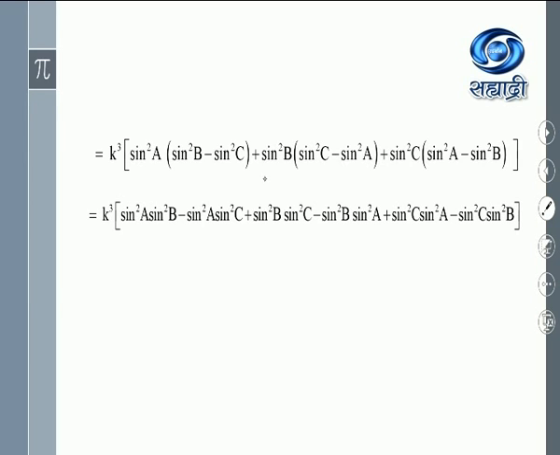Open the bracket with sin square b here. Sin square b into sin square c, which is this term. Minus is the middle sign. Then sin square b into sin square a. This term we got. Now open the bracket with sin square c. So we have sin square c into sin square a and minus here sin square c into sin square b.